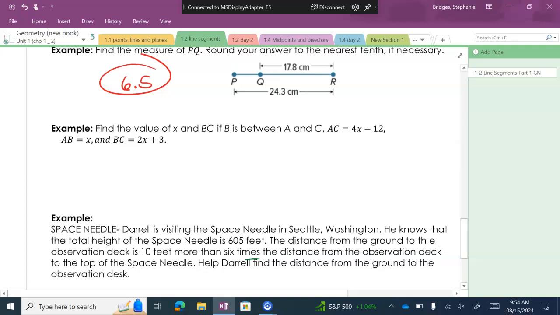We're finding the value of x and the length of BC. Do you see how it says BC with no bar over it? That means the length of BC. If B is between A and C, so the first thing I want you to do is draw the picture of B being in between A and C. We're drawing segments here, so put your dots on the end. You want to put point B in between A and C. That's the very first thing I want you to do.